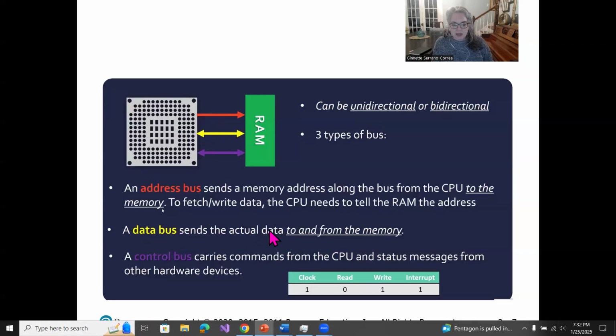So the data bus sends the actual data to and from memory, so it's bidirectional. Let's say that I want to write a value to RAM. The CPU will send the address. It will send the data that it wants to write to that address. And through the purple arrow, the control bus, it will send this status message of 1 for writing.